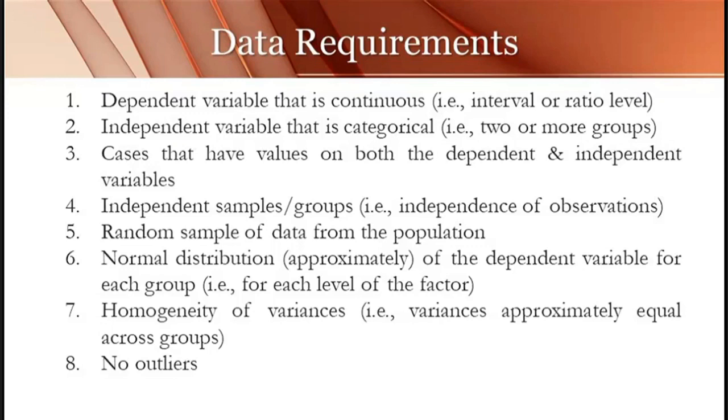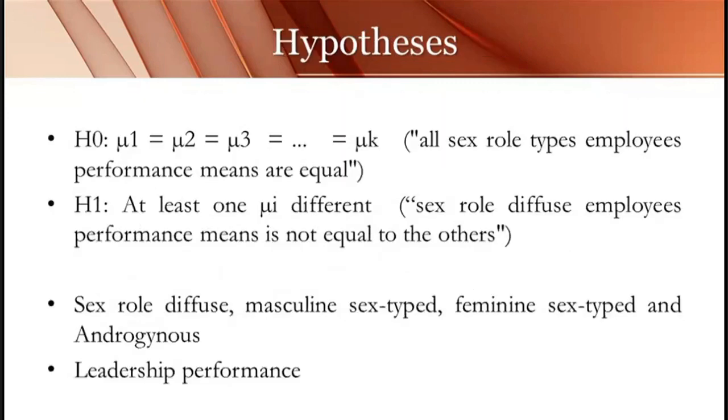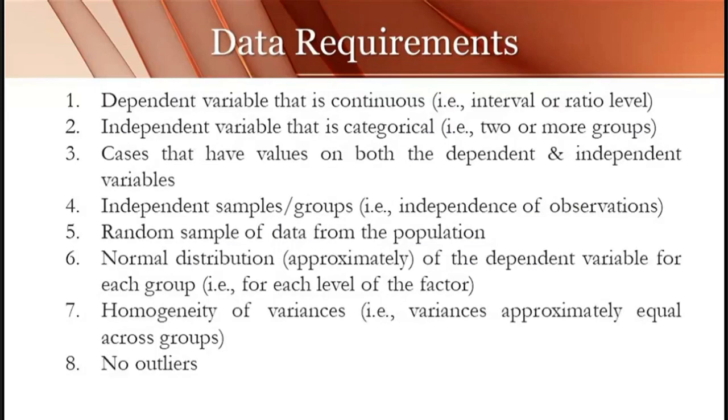As a researcher, you are assuming that variance among all the groups are equal. Means we have sex role diffuse, masculine sex type, feminine sex type, androgynous. We are assuming that there is not much variance difference among all the four sex types, right? We are assuming this as one of our assumptions.